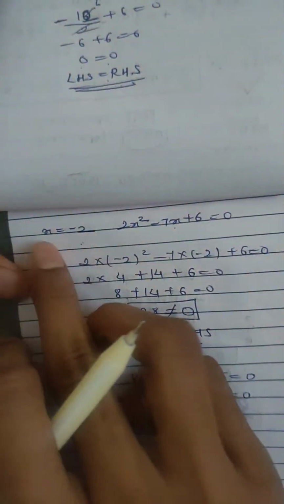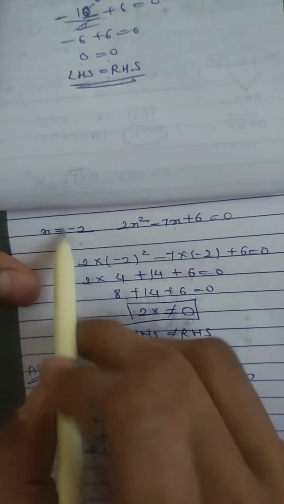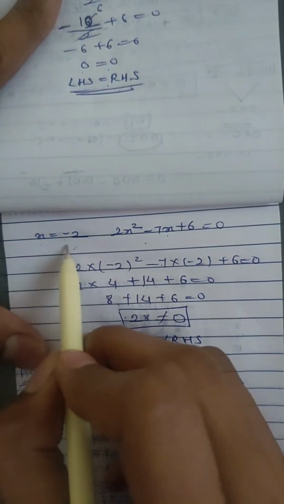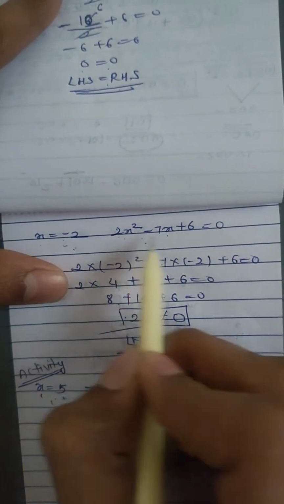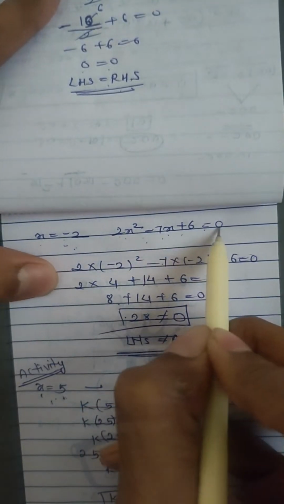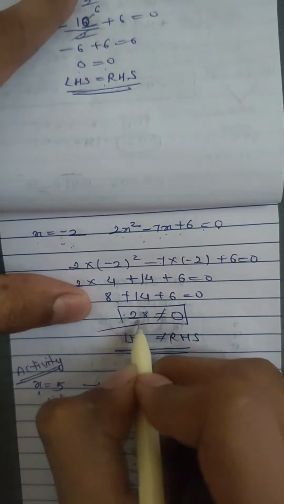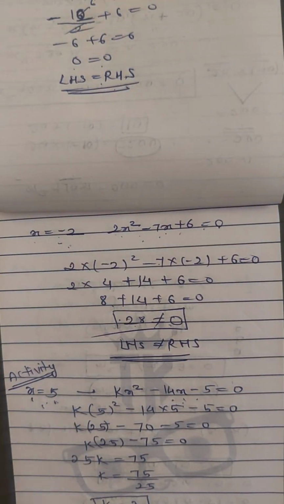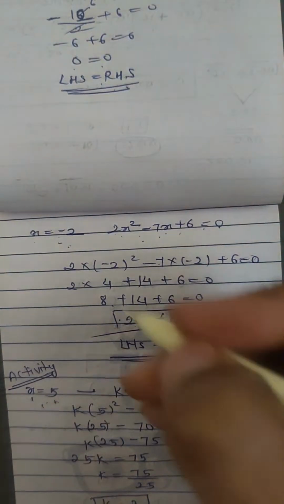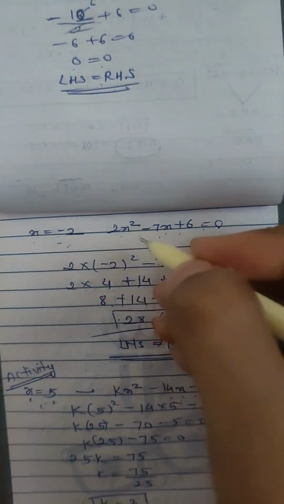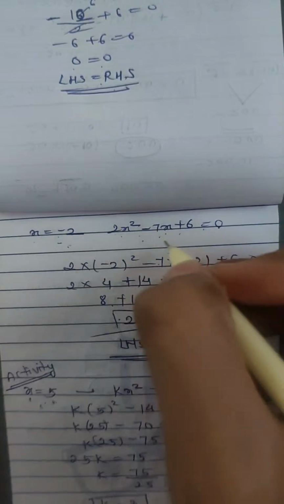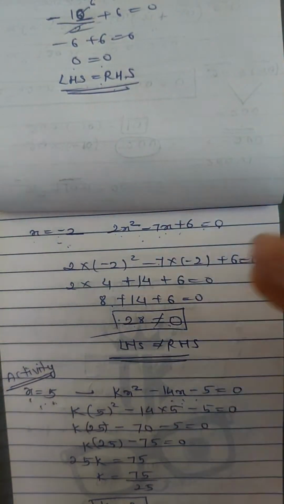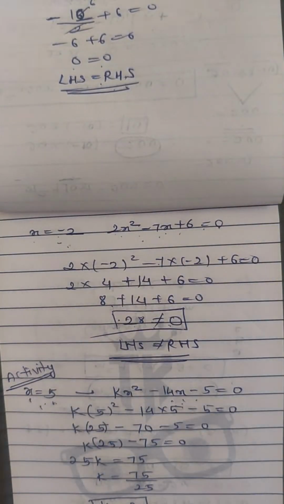So next is x is equal to minus 2. So whether x is equal to minus 2 is the solution. So let's put that x is equal to minus 2 in the equation 2x square minus 7x plus 6 is equal to 0. So after putting that, we are getting that 28 is not equal to 0. That means that LHS is not equal to the RHS. So due to which my x is equal to minus 2 is not the root of this quadratic equation 2x square minus 7x plus 6, and also it is not the solution for this particular given quadratic equation.